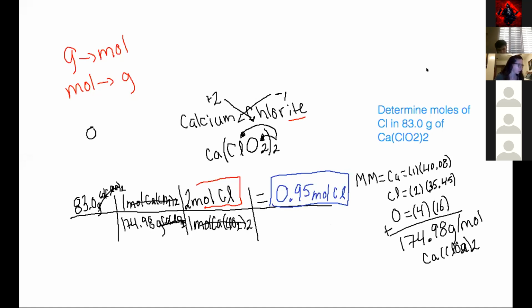All right, do you want to try one that has Avogadro's number in it? Yes, please. Okay, so let's look at the number of molecules in 20.0 grams of CO2.